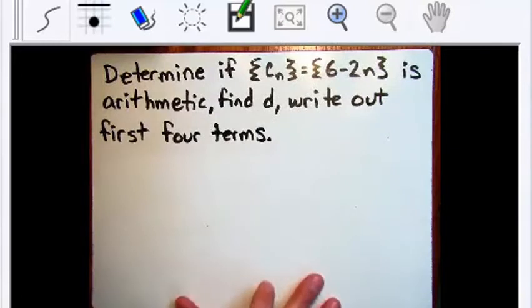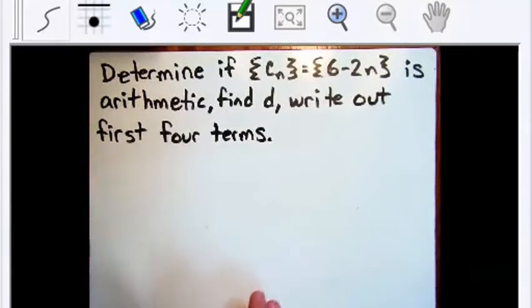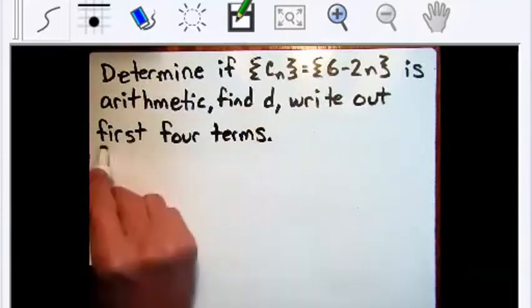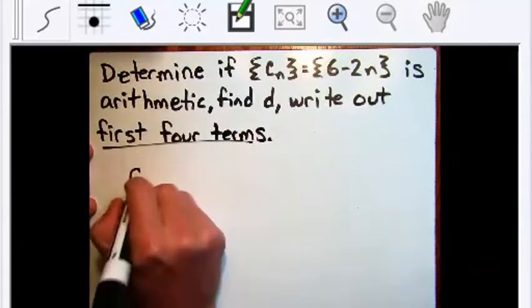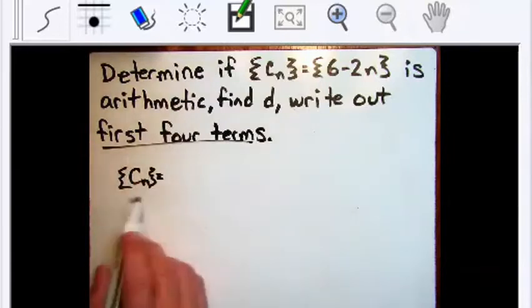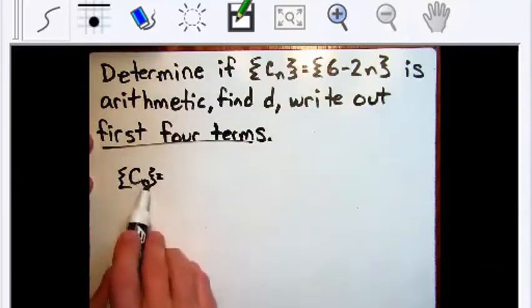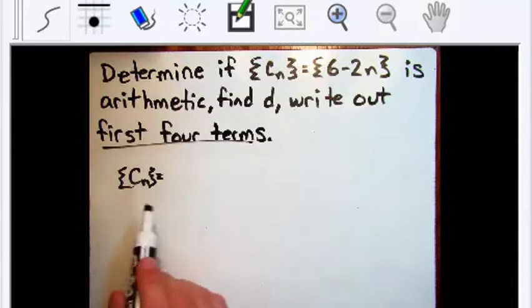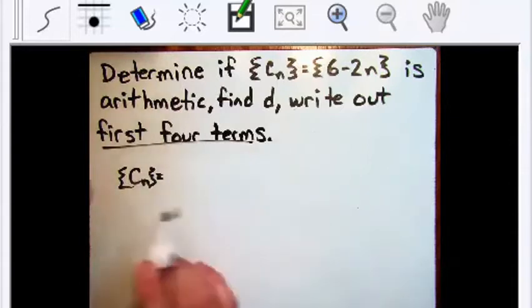So here we go. Here's what your questions are going to kind of look like. Determine if this is an arithmetic sequence, find the common difference, write out the first 4 terms. Let's do this first. So C sub n is going to be equal to, everything I've been using so far was like A sub n. Sometimes they'll use different letters to just call the sequences by different names. So it doesn't always have to be A sub n. It could be C, D's. I think they use a T in the textbook for some of them.